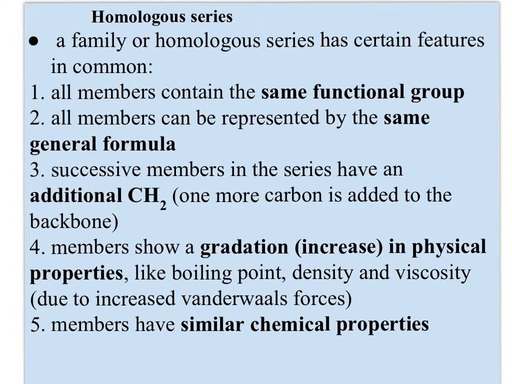So a family or homologous series has certain features in common. Obviously, they all have the same functional group. So that means they can be represented by the same general formula. Successive members are going to vary just by a CH2. You're just adding one more carbon to the backbone. And as I said, a good thing to learn quickly in organic chemistry is that a CH3 group indicates it's an end. Could be the end of the long hydrocarbon chain, or it could be the end of a branch, whereas a CH2 is an inner carbon group.